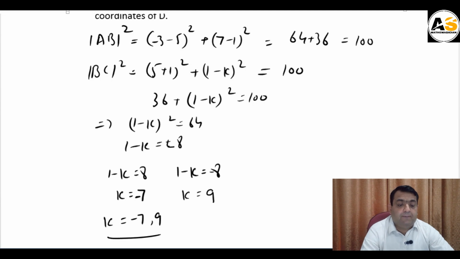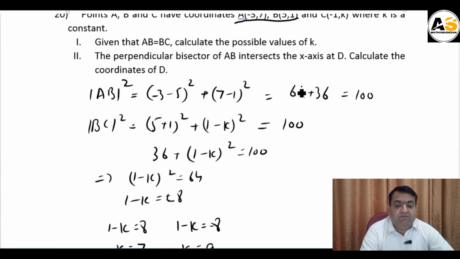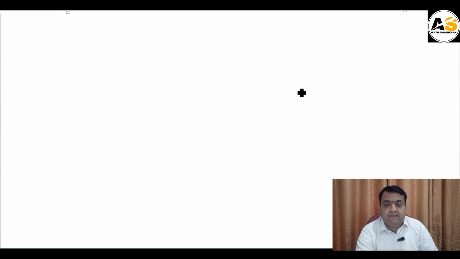This was the first part. The perpendicular bisector of AB intersects the x-axis at D. We have to find the coordinates of D. Dear student, these are 2 points AB. First of all, we will find the equation of their perpendicular bisector. And in that equation, we will put y is equal to 0 to get the x-intercept of that line. A is (minus 3, 7) and B is (5, 1).